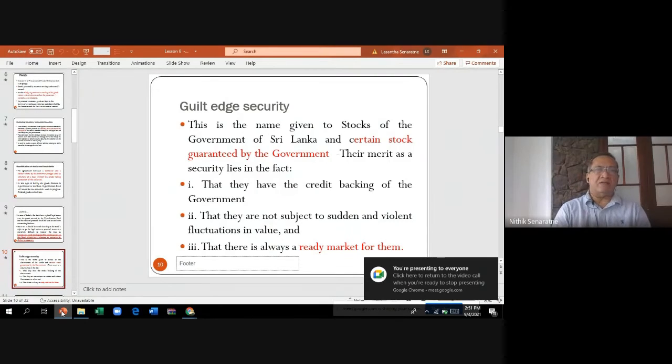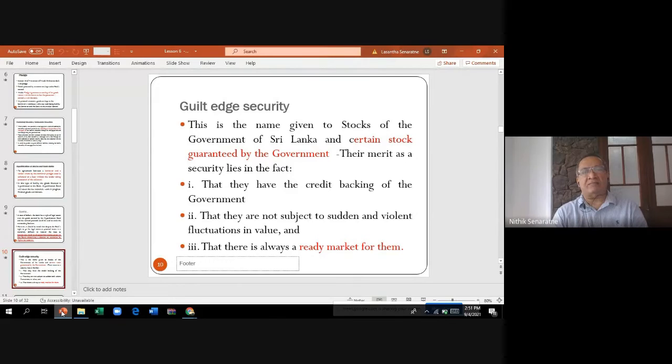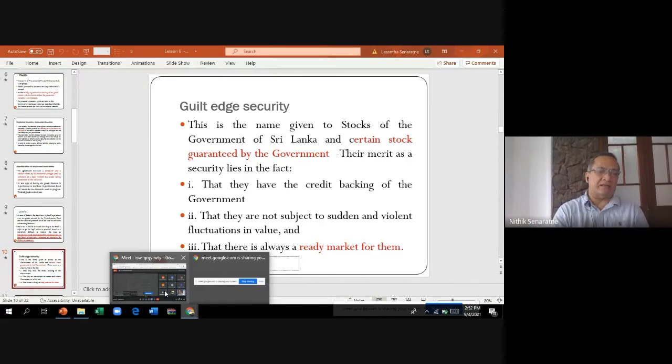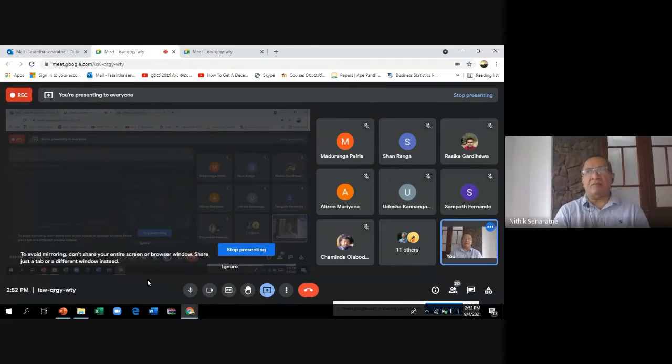Right. Now, gilt-edged security is the name given to stocks of the government of Sri Lanka and certain stocks guaranteed by the government. Their merit as a security lies in the fact that they have the credit backing of the government, that they are not subject to sudden or violent fluctuations in value, and that there is always a ready market for them. So if you are purchasing government securities, we consider them gilt-edged securities because the undertaking is given by the government. So your understanding is, okay, nothing to worry. It's government-backed security.